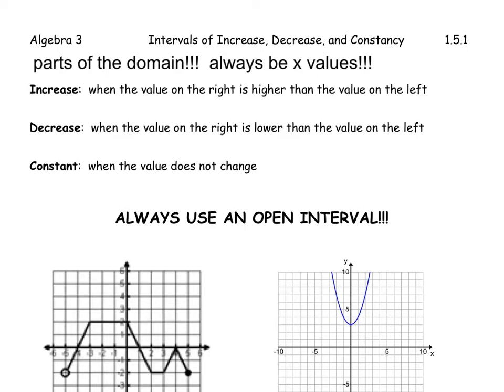All right, for increasing, we'll say that the graph is increasing when the right side is higher than the value on the left. So for a part that looks like this. We'll say the graph is decreasing when the value on the right is lower than the value on the left. And we'll say the graph is constant when the value does not change. We will write these intervals in open intervals, meaning we will always use parentheses because the endpoints are not part of the increase or decrease. So we leave them out by putting parentheses.